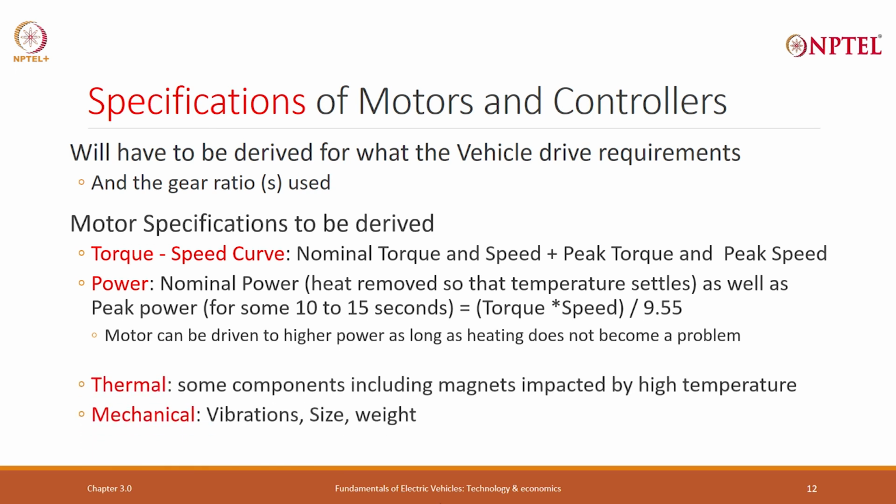So, thermal: some components including magnets are impacted by high temperature. Almost all the electronic components can get impacted by high temperature. Your MOSFETs can blow. The mechanical you have to worry about, your thermal you have to worry about all the time. Mechanical, is there going to be larger vibration? If you go for higher speed, size will go up, weight will go up, all those things. So, there is a thermal and mechanical constraint that says, well, you cannot do more than that.